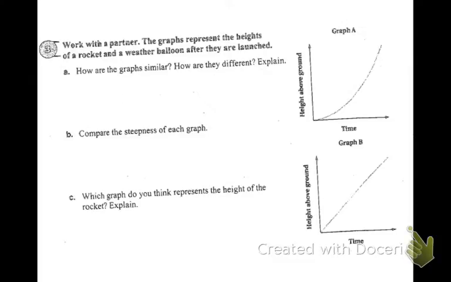We're not going to work with a partner, but we will discuss these together. How are the graphs similar? The graphs represent the heights of a rocket and a weather balloon after they have launched. So you have the height above ground for graph A and the height above ground for graph B. How are they different? Well, the way that they're similar is they are both increasing.